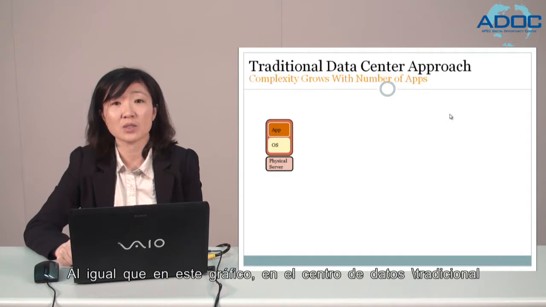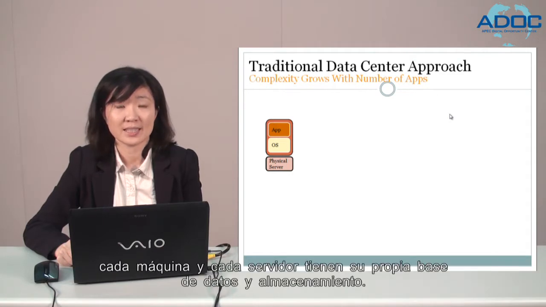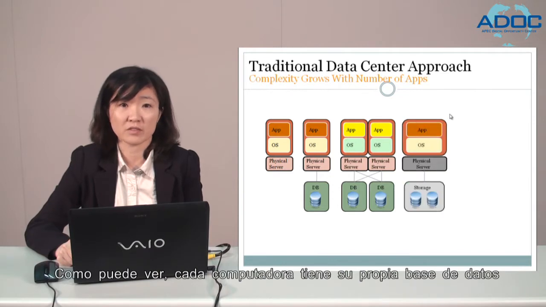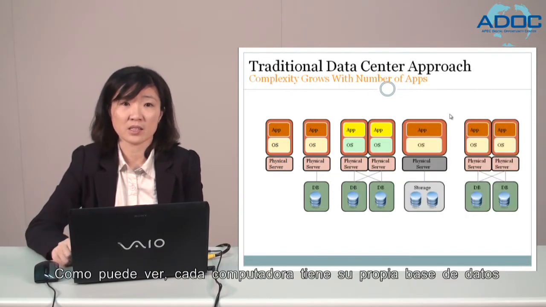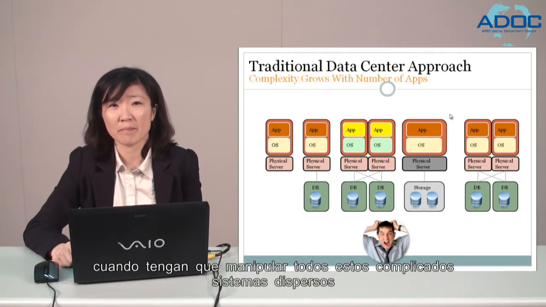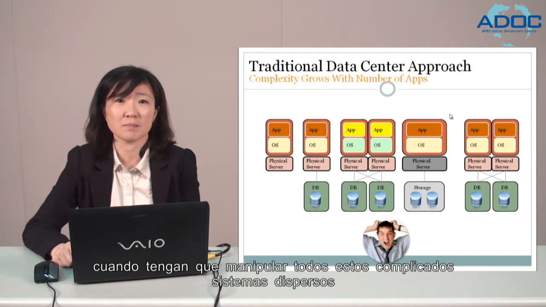Just like in this graph, in a traditional data center, every machine, every server has its own database and storage. Yeah, you can see every computer has its own database or storage. And this will make administrators crazy when managing all these complicated, scattered systems.